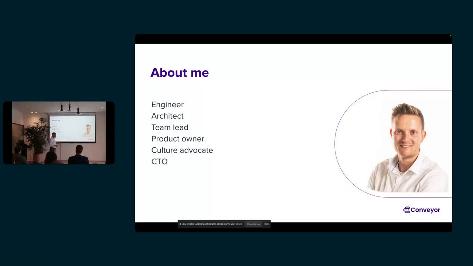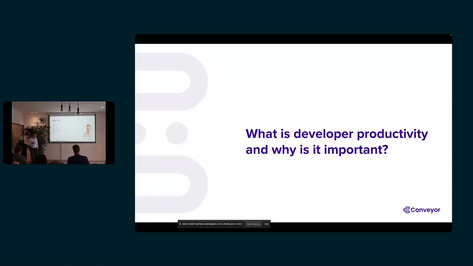So every time something goes wrong within Conveyor, I'm the person who says, how can we bring this into our culture so it doesn't happen again? So I try to avoid adding processes to our organization and try to solve everything with culture. Last but not least, I'm also CTO of Data Minded. It means I've been here quite a while by now.